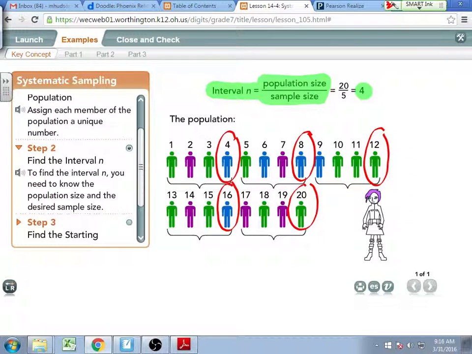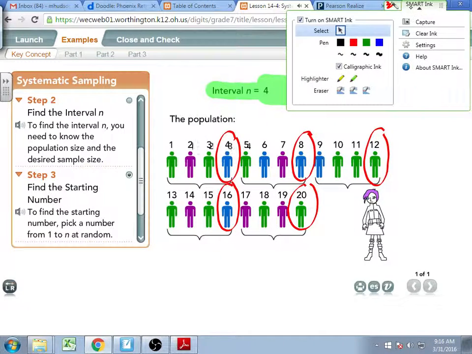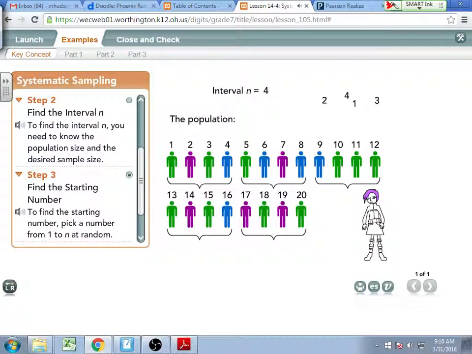So then they tell me that step 3, I want to find the starting point. The interval n equals 4. We can start wherever we want, actually. Pick a starting number between 1 and n at random, and then go every 4. Here, they decide to start using the third person. So notice, who I start with doesn't matter, but then I have to go every 4.